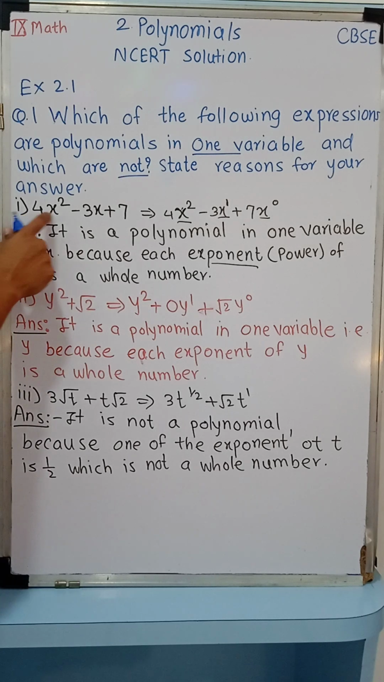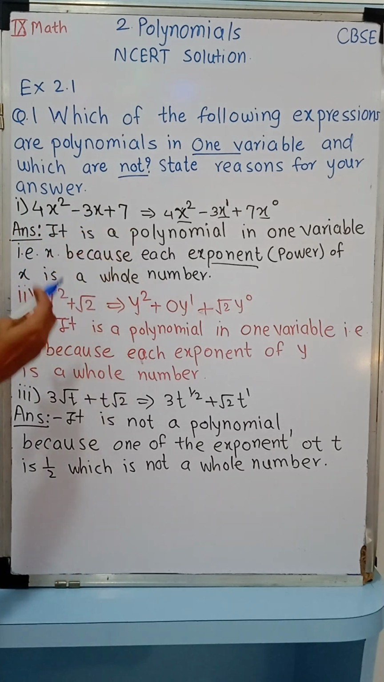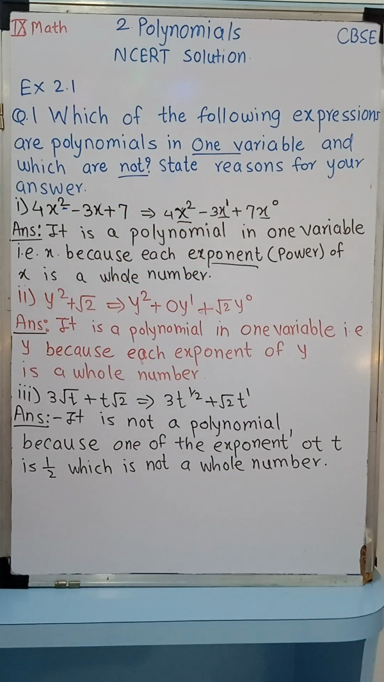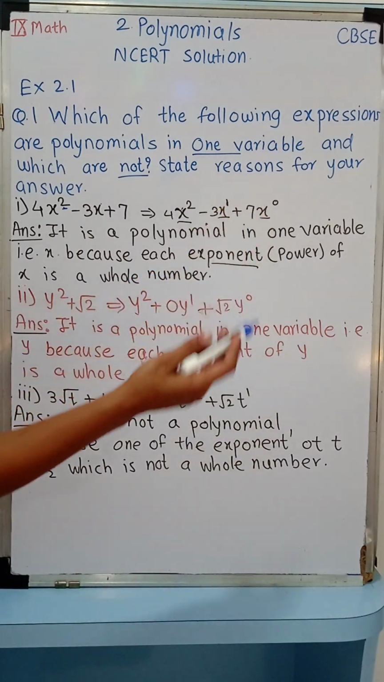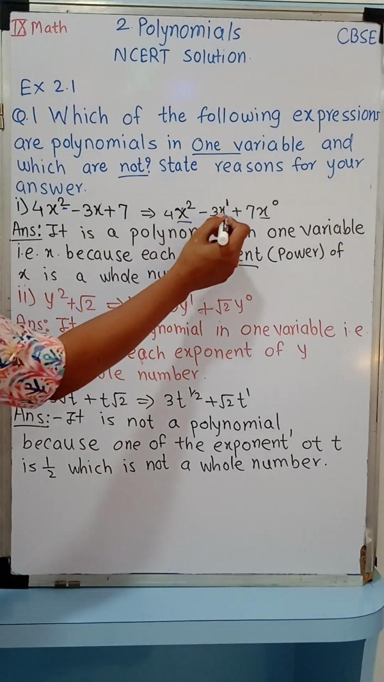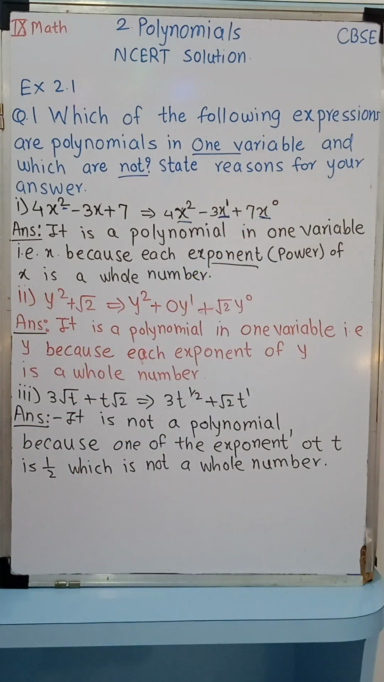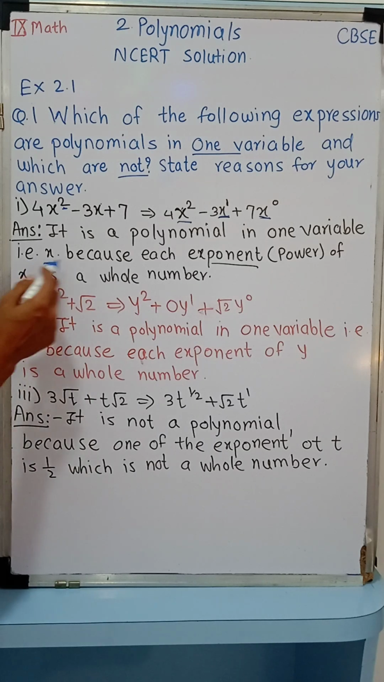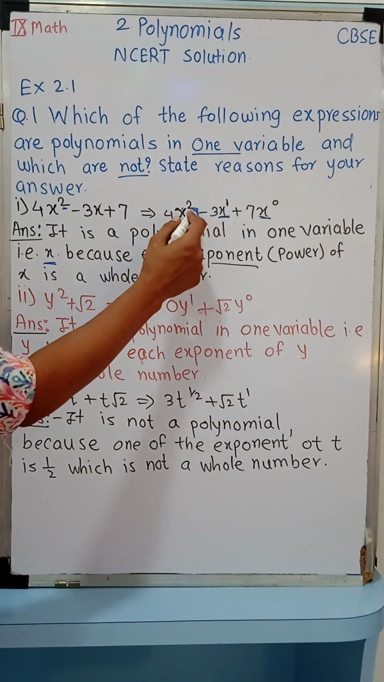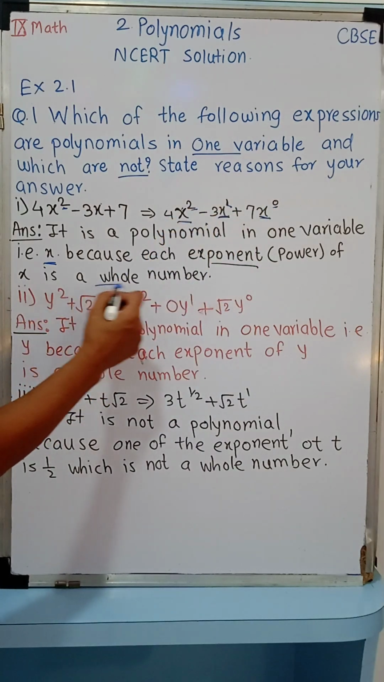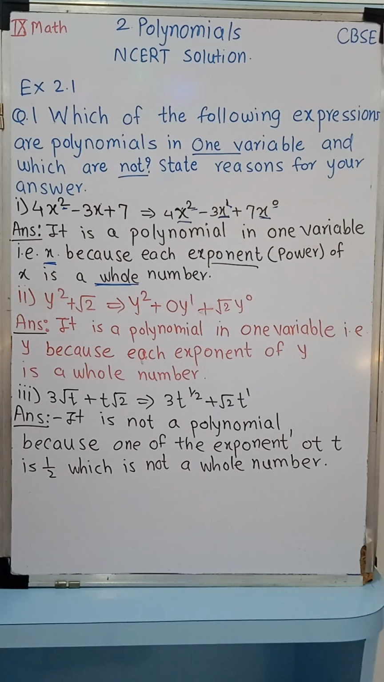The first expression is 4x square minus 3x plus 7. This can be written with x to the power 2, x to the power 1, and 7 into x raised to power 0. In the last video we have seen that any number raised to power 0 is always 1. Each of the variables is x only. So it is a polynomial in one variable, that is x, because each exponent, or power, is a whole number. We can see 0, 1 and 2. It is a whole number. So it is a polynomial in one variable.